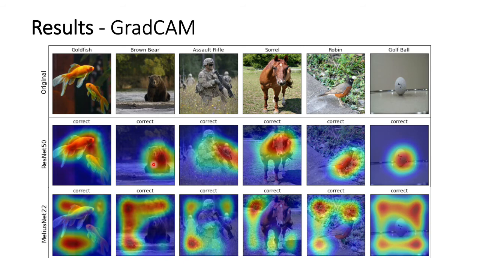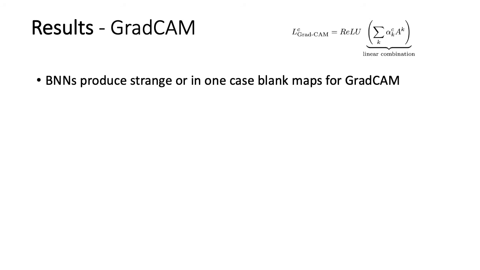This is just a close-up of the ResNet, which is performing as expected, highlighting the object. Whereas MeliusNet shows these strange shapes and attribution around. So binarized neural networks produce strange maps using GradCam.